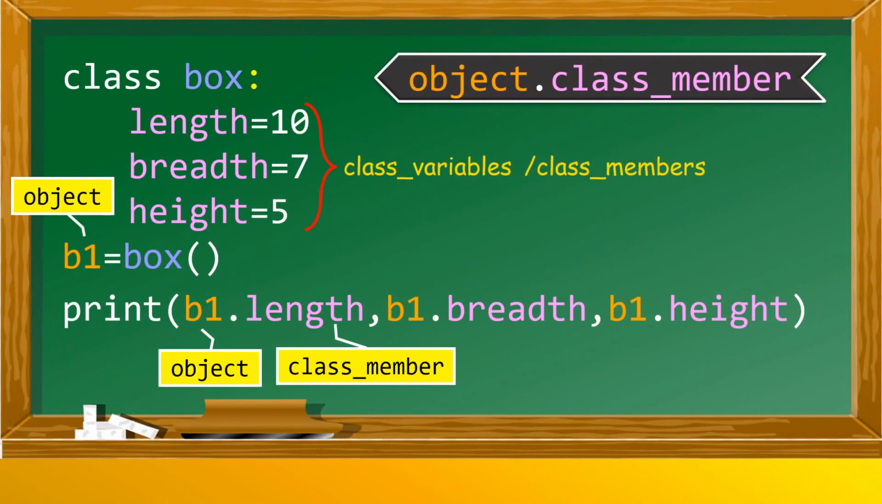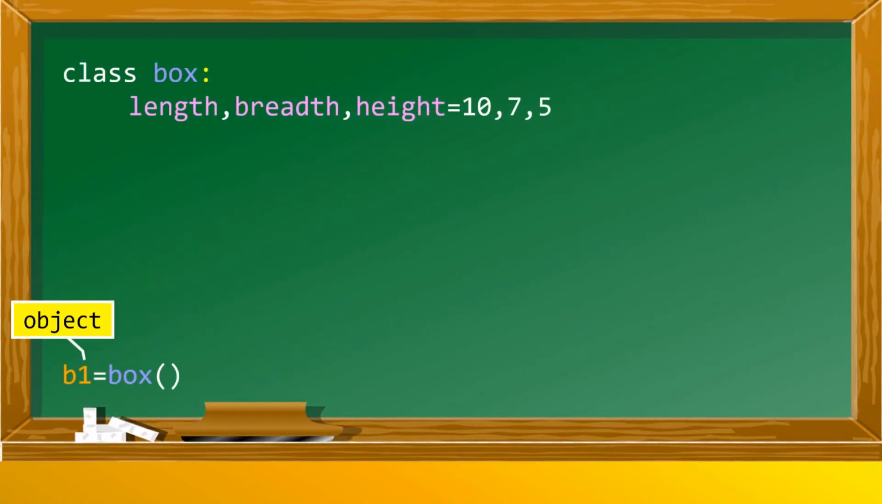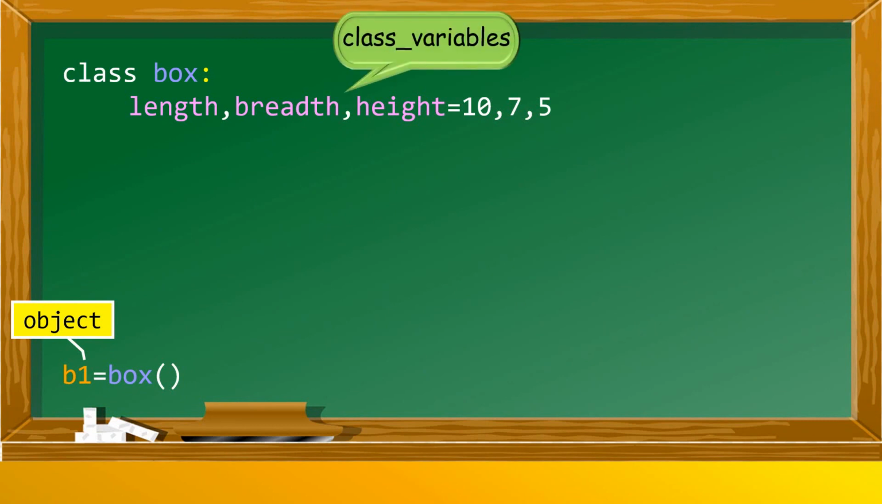I want to create some space over here. So let me write the 3 assignment statements. Length is equal to 10, breadth is equal to 7, and height is equal to 5, one statement each. So I have more space here. Recall that these 3 are called class variables. Next, I want to find the volume for my object. For that, I have to define a function within the class box to calculate the volume.